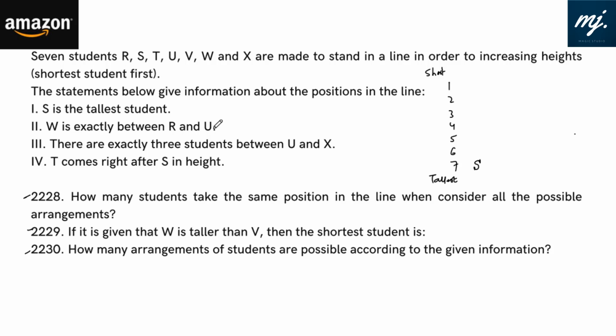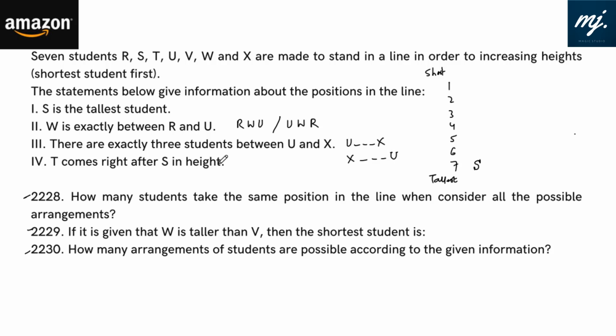W is exactly between R and U. That means it can be RWU or UWR. There are exactly 3 students between U and X. So it can be U, 1, 2, 3, X or X, 1, 2, 3, U.